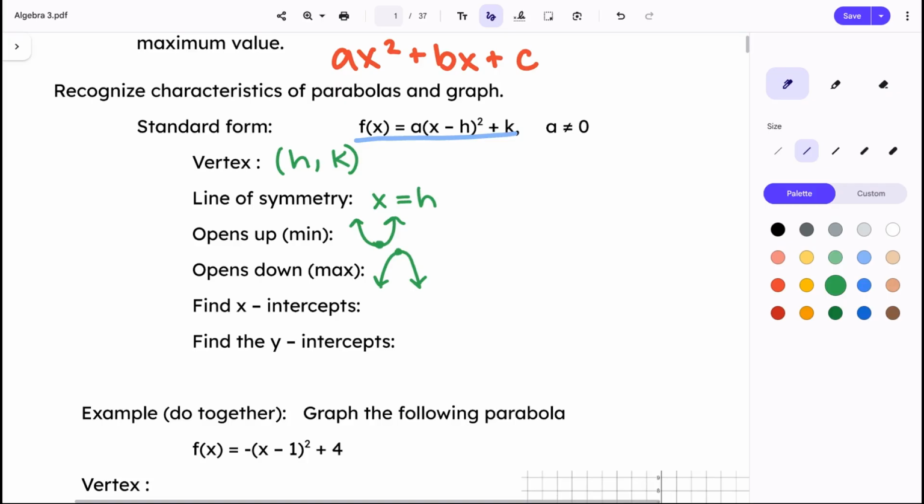Now, to determine if the graph would be opening up or opening down, you have to look at your A value. The A value would be the number that's way at the beginning. If your A is positive, it's going to open up, so it's going to have a minimum. If your A is negative, it's going to open down, and it's going to have a maximum.